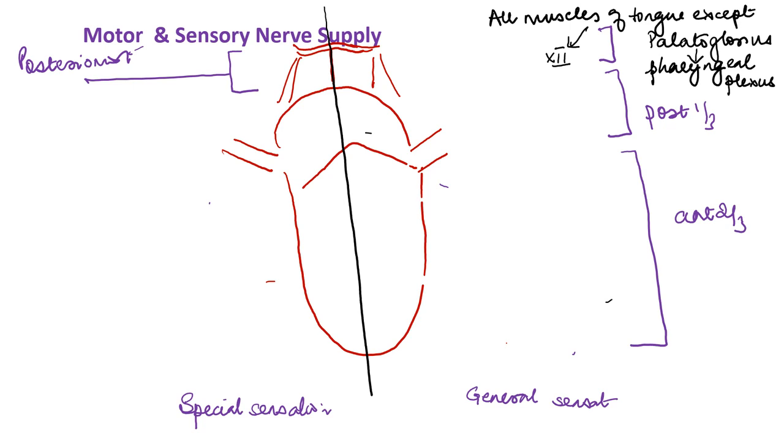Now the general sense, I need to draw one more thing before we go on. Let's draw the vallate papillas which were present, because they have a special innervation. The general sensation of the anterior two-third of the tongue is carried by the lingual nerve.